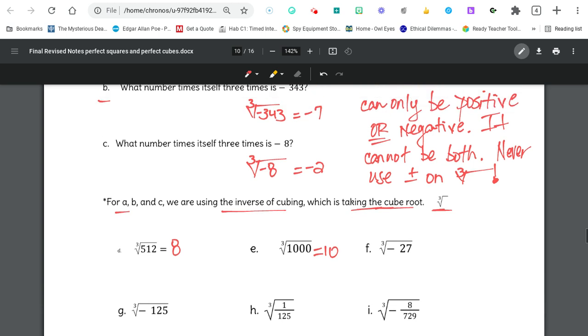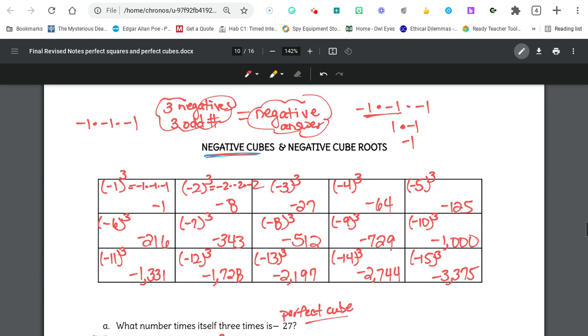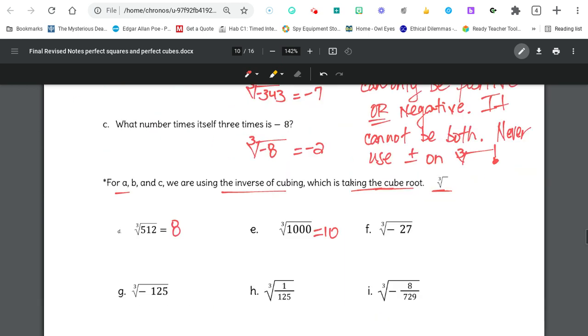F, the cube root of negative 27. So I'm looking at my negative perfect cube list. What number do you multiply by itself 3 times to get negative 27? That would be a negative 3.